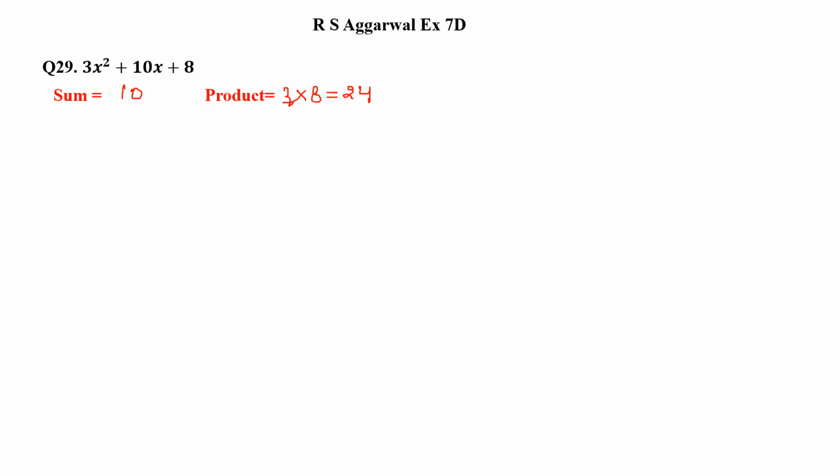So now you have to think which two numbers will give the sum as 10 and product as 24. Sometimes it will strike in your mind immediately. Sometimes it will take time. So it may take time sometimes. Okay, so no need to worry. You have to choose all the possible options.